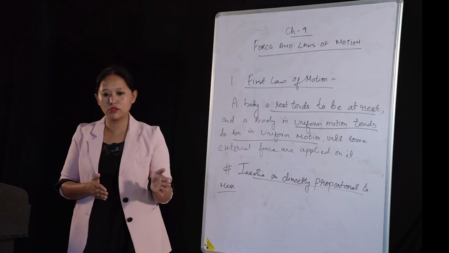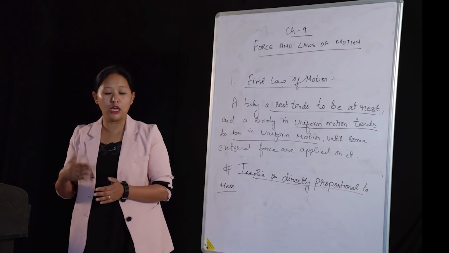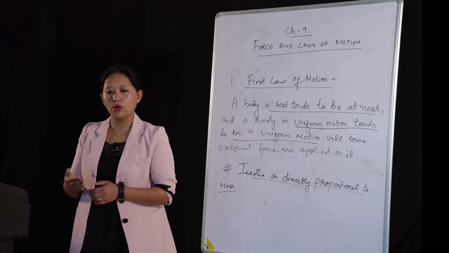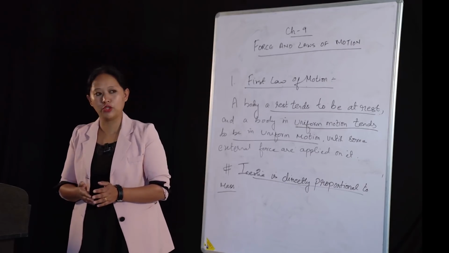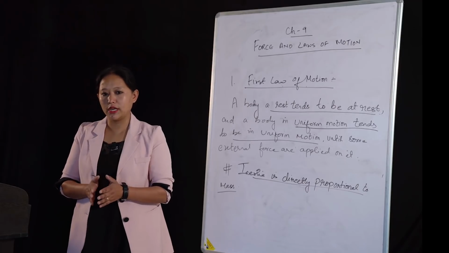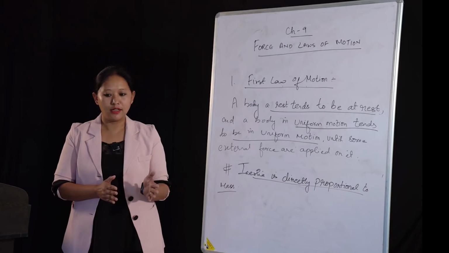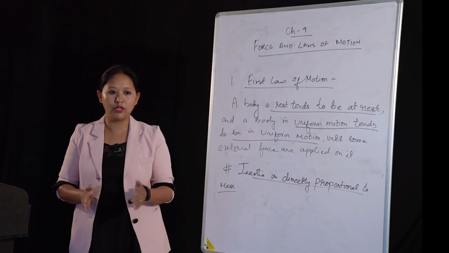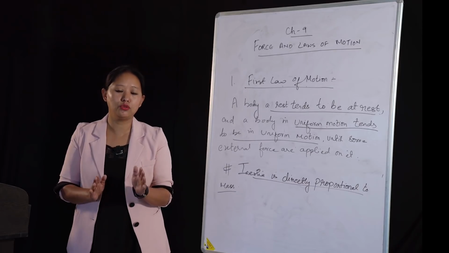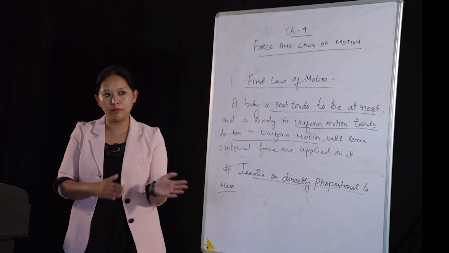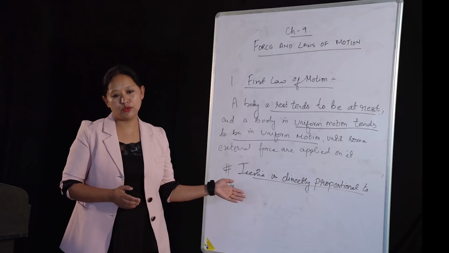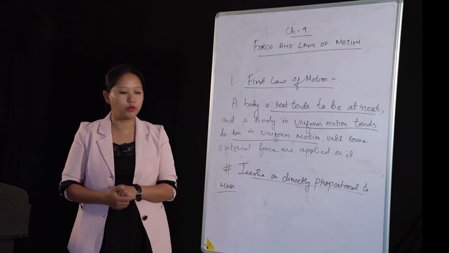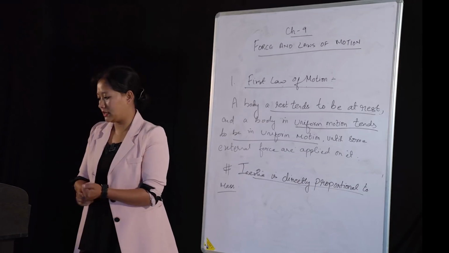If the mass of an object is more, then the inertia will also be more, so the resistance to move the object will also increase. So we can see that if the mass of an object is more, then you need to apply more force in order to move that very object from one place to another. So inertia is directly proportional to mass.